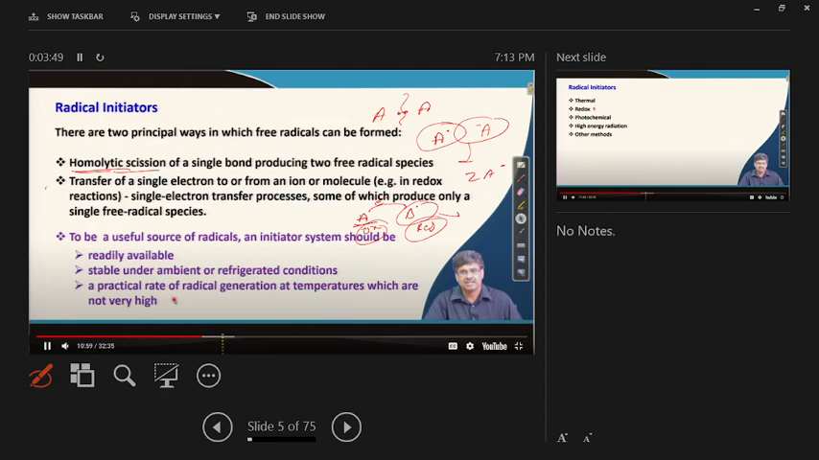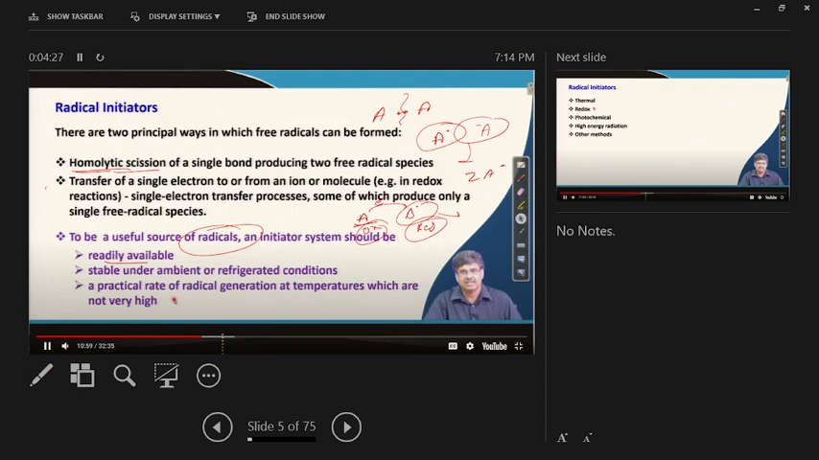Okay, to be a useful source of radicals, an initiator system should be readily available. Whatever radicals you are choosing, you need to choose very carefully, because radicals play a very important role in polymerization. We have already discussed, and will also discuss in future weeks, how important radicals are for polymerization. So it should be readily available, and it should be stable, because once radicals are generated, the polymerization rate will increase very drastically.